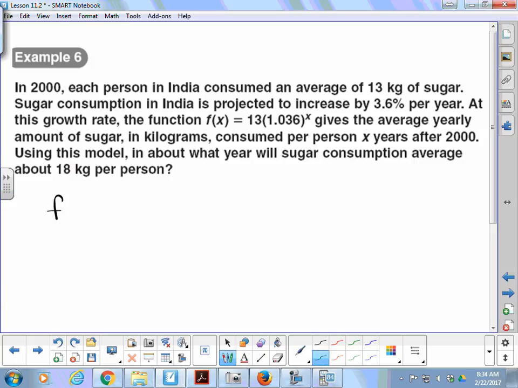So we've got this function. This tells us how much sugar is being consumed by people in India, and which means it's growing 3.6% per year. All right, so since this number is large, our value of b is larger than 1, it's growing. And so we want to know, when does it hit 18? All right, so we've got a couple different options. We can just start with, put it in our calculator.